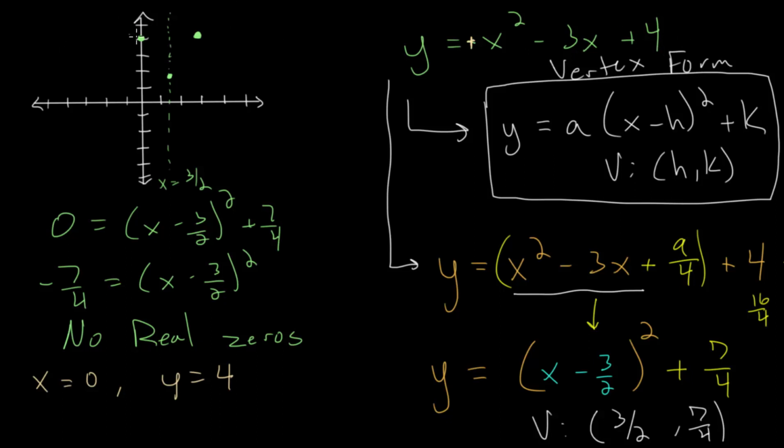So at this point, we've identified the vertex, we've identified the intercepts. It just has the y-intercept, there is no x-intercept. And this right here is a fairly accurate picture of this equation, y is equal to x squared minus 3x plus 4.